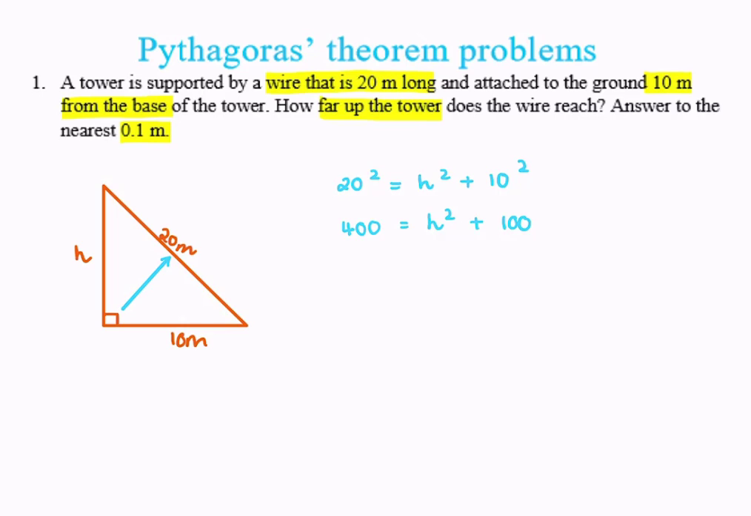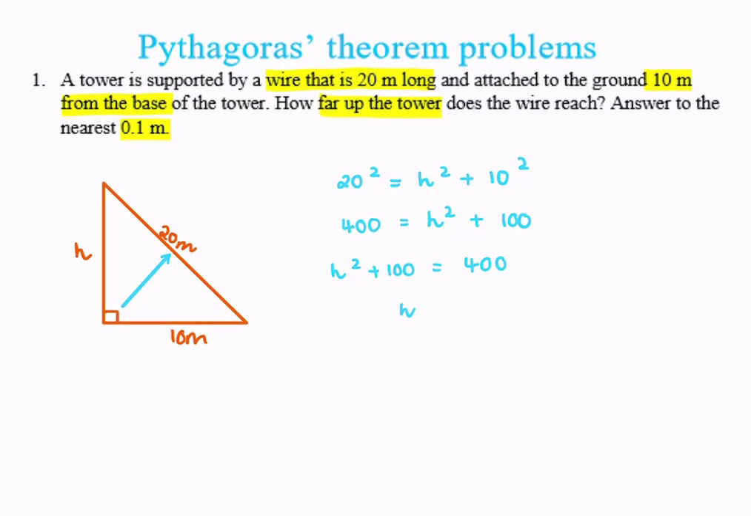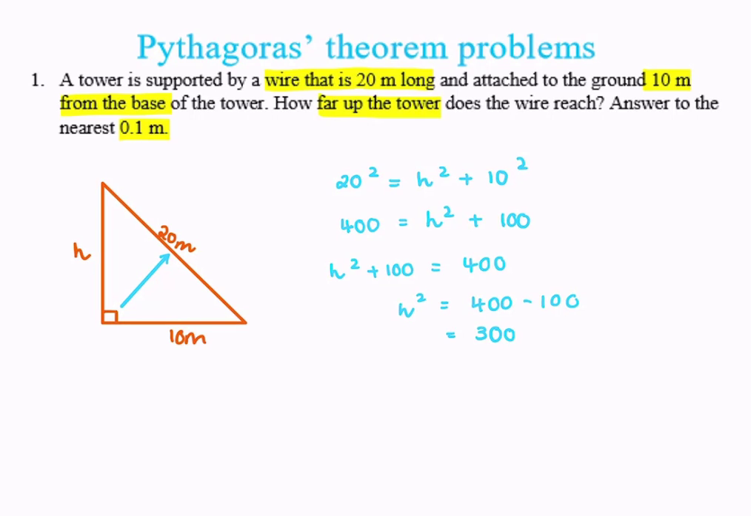Now I like to have my unknowns on the left-hand side, so I'm just going to rewrite this equation with my numbers swapped across the equal sign. So now I've got my whole equation. I need to have h by itself, so I'm going to subtract 100 from both sides. So I get 400 minus 100, which gives me 300. Now I need h by itself, so the opposite of squaring something is to square root something. So h must be the square root of 300.